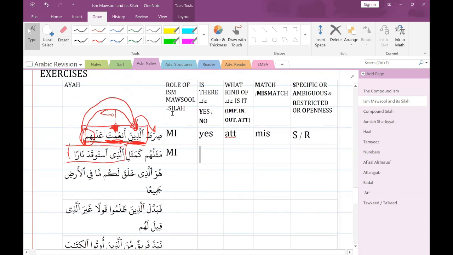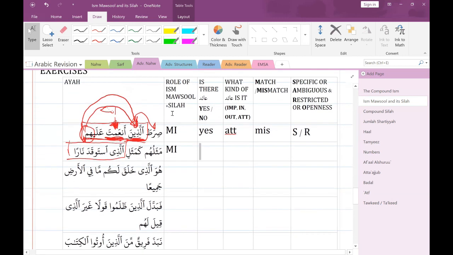Is there a'id or not? No. Yeah, so actually this is kind of a wrong question to ask, because a'id is always going to be there. Remember, inside. It's always going to be there. So it's just a matter of: is it implied? Is it in? Is it out? Is it attached? This is where it matters. And in this case, of course, it's inside.